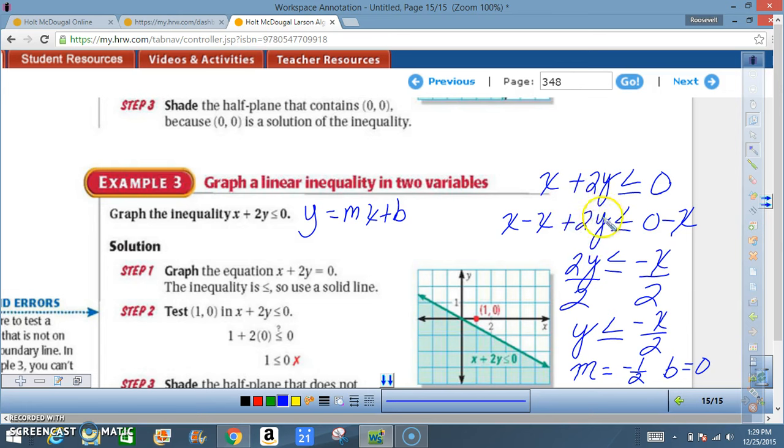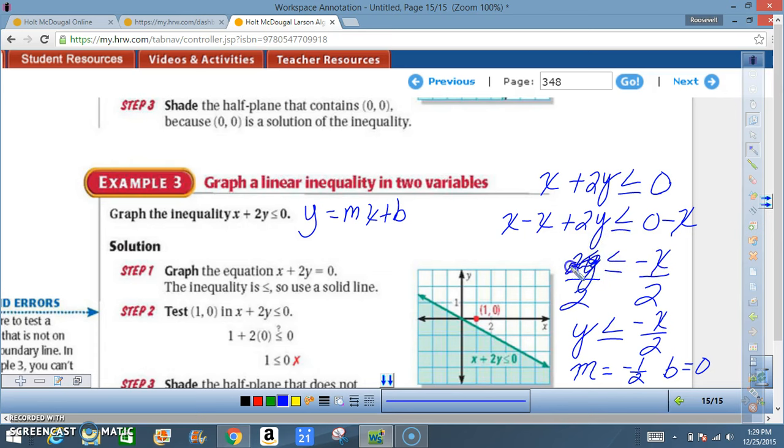I'm trying to get the y by itself, so I want to get rid of this x first. It's a positive x right now, so I'm going to add a negative x to both sides. So I'm going to subtract x. Minus x, minus x. x minus x is 0, so I'm left with just 2y is less than or equal to 0 minus x. And that's going to give me a negative x or minus x.